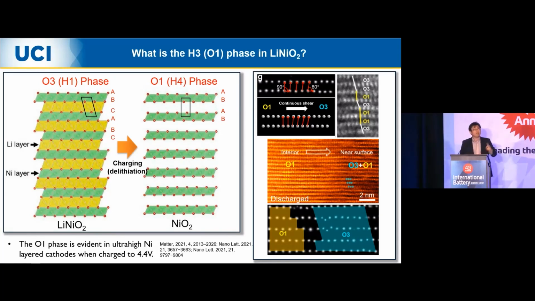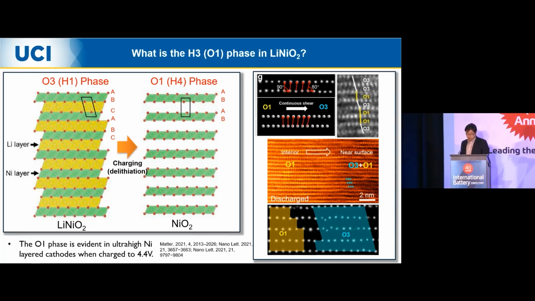And this does not only happen in the charged state. A lot of the O1 phase will actually be preserved when you discharge it. That is related to the fact that the O1 phase has smaller interspacing, so it will be much more difficult for it to intercalate. And also electrically, this phase is much less conductive. You can almost view it as an insulator.